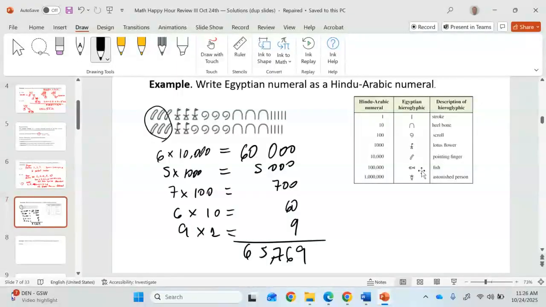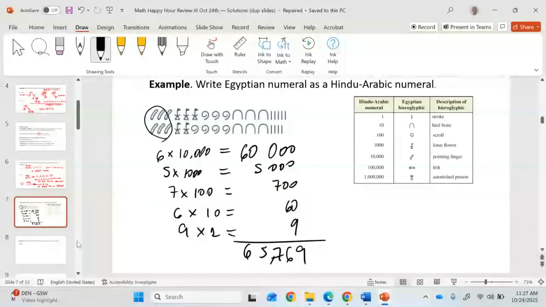Okay, so this is an example of how to convert Egyptian into what I often call the regular numbers. Every time I say Hindu Arabic, that's what it means, regular numbers. So this Egyptian numeral represents 65,769.